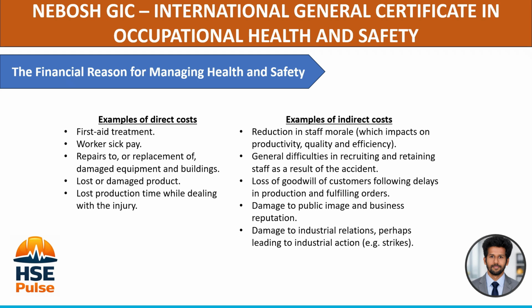If an employee is injured due to the accident, then hiring a temporary worker may cost more than current staff. All of this incurs losses to the company, and time is also wasted. Other indirect costs: loss of goodwill of customers following delays in production and fulfilling orders; damage to public image and business reputation; damage to industrial relations, perhaps leading to industrial action, such as strikes. So these are the examples of direct and indirect costs.